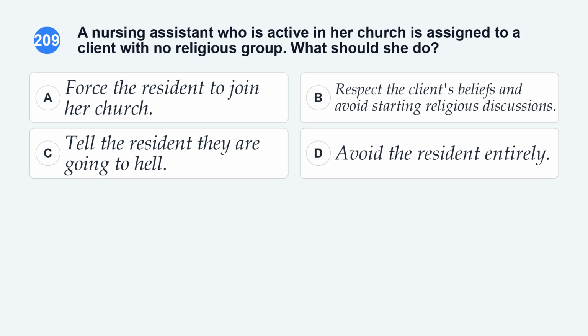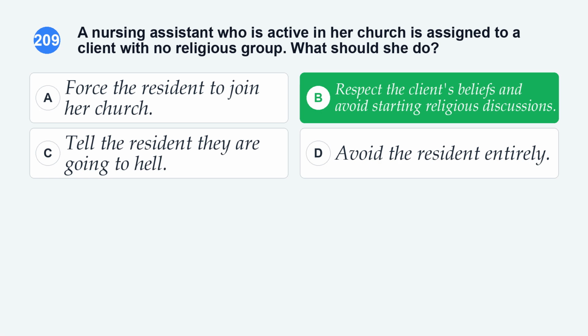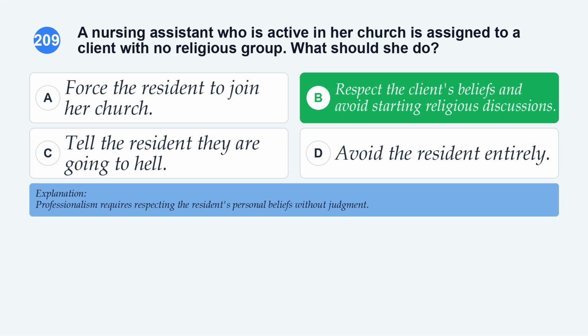Question 209. A nursing assistant who is active in her church is assigned to a client with no religious group. What should she do? Option A, force the resident to join her church. Option B, respect the client's beliefs and avoid starting religious discussions. Option C, tell the resident they are going to hell. Option D, avoid the resident entirely. The correct answer is option B, respect the client's beliefs and avoid starting religious discussions. Explanation. Professionalism requires respecting the resident's personal beliefs without judgment.